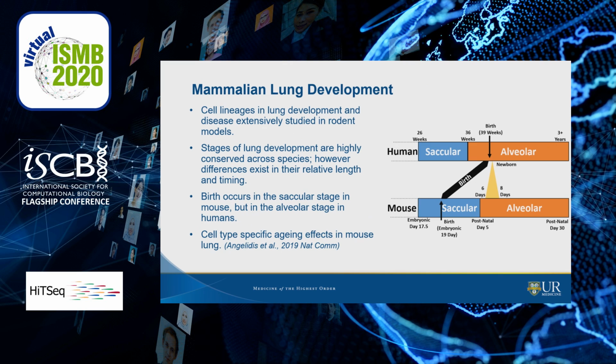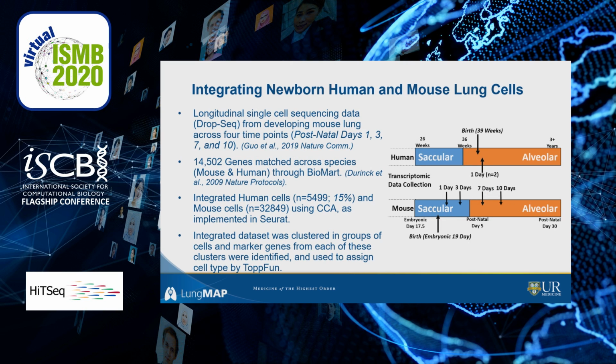So the current information we have on lung development is primarily derived from rodent models. And even though the stages of lung development are conserved across species, there are differences, the major one being that birth in mouse takes place in the saccular stage while that in human is in the alveolar stage. So we used longitudinal single cell sequence data from mouse that was collected at 1 day, 3 day, 7 day and 10 day post birth, and integrated it with our two newborn human single cell subjects.